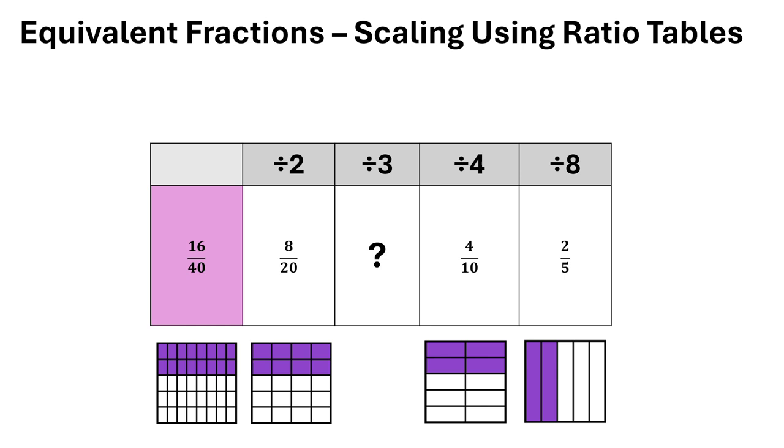We know that 2 times 8 is 16, and 5 times 8 is 40, so 16 over 40 is the same as 2/5. So using scaling through ratio tables is a nice way to find equivalent fractions.